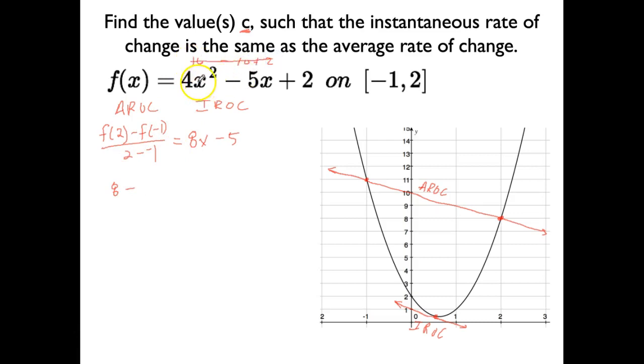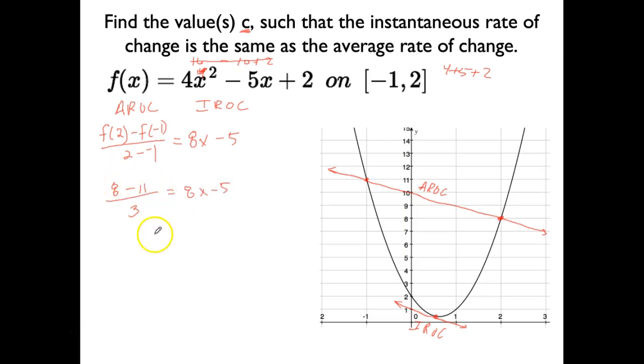So it's going to be 8 minus, I'm going to plug in -1. Ignore those now. -1 will give me 4 for this whole term, if that's confusing you. I'll do it on the side. 4. If I plug in -1 here, that's going to give me plus 5. Plus 2 at the end. So we got 9, 10, 11. All over 2 plus 1, which is going to be 3, equals 8x minus 5.